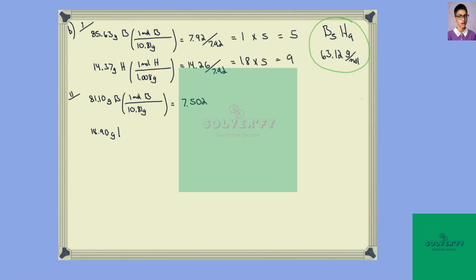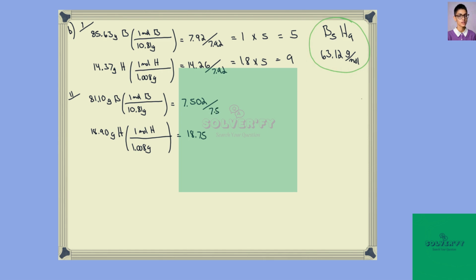Then the remaining out of 100, with 81.10% being boron, is 18.90% hydrogen. So in a 100 gram sample we have 18.90 grams of hydrogen, which we can convert to moles of hydrogen by dividing by the molar mass of hydrogen, and we get 18.75. So in this sample, we have 18.75 moles of hydrogen for every 7.502 moles of boron.